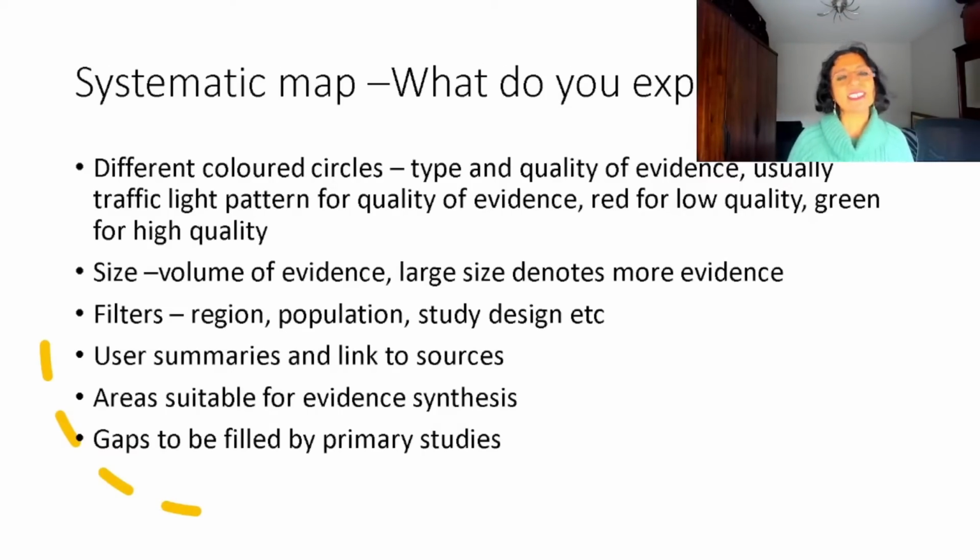To be more precise, you see different colored circles, showing the type and quality of evidence, usually a traffic light pattern for quality of evidence, red for low quality, and green for high quality. The size of the circle also denotes the volume of evidence. Large size denotes more evidence. And you can use filters like regional filters, population, study design, etc. to understand more specific characteristics. User summaries and links to sources are also another feature of a systematic map, and we can identify the areas suitable for evidence synthesis and also gaps to be filled by primary studies.